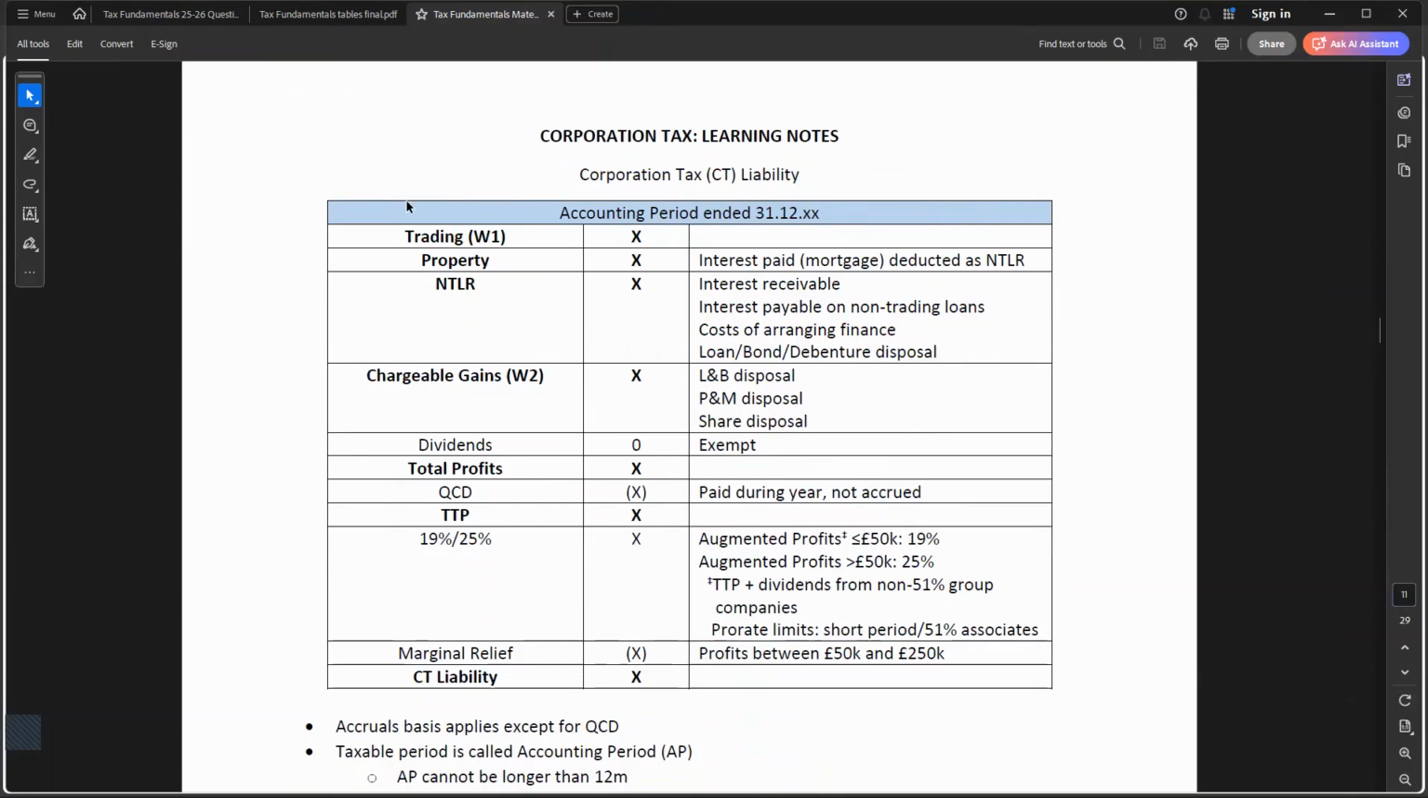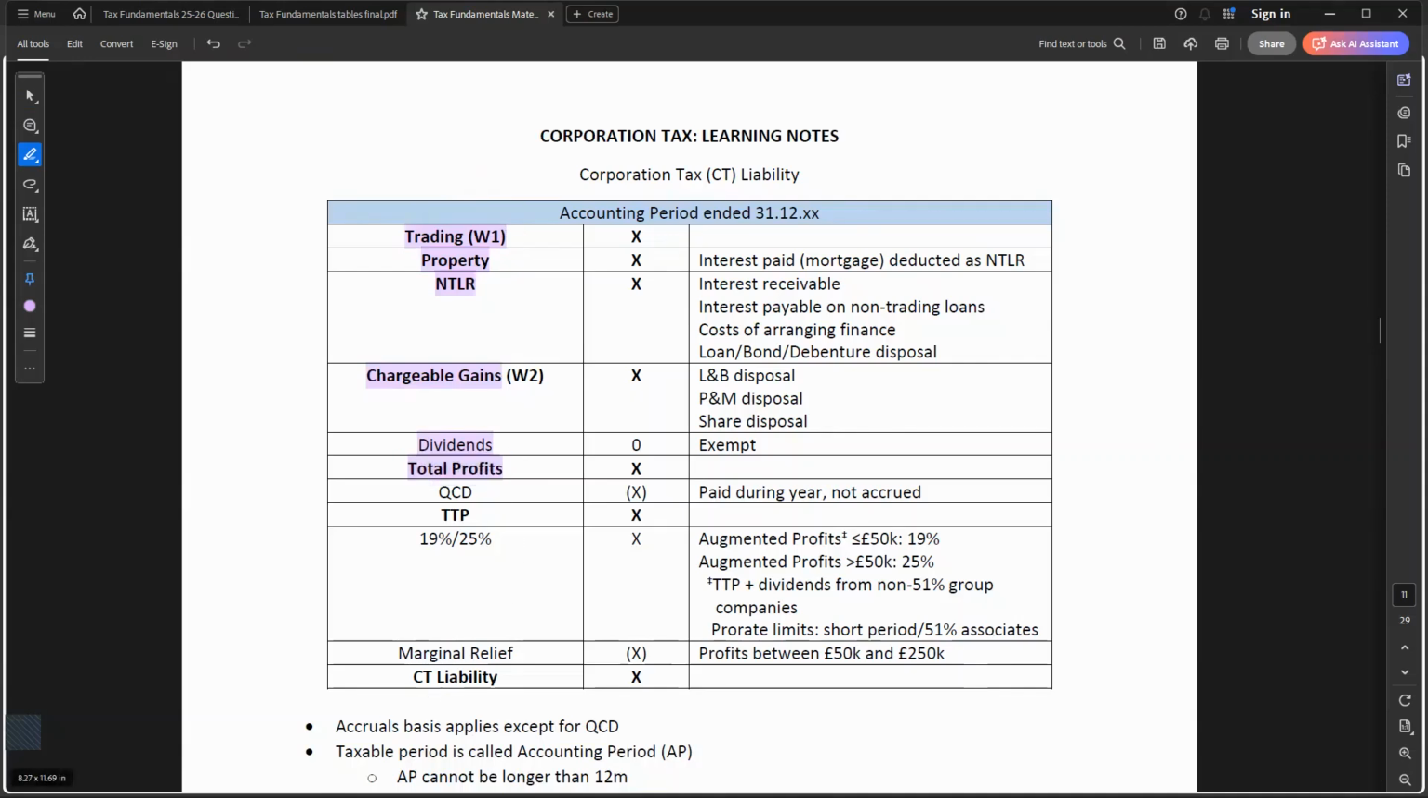So we have the separate sources of income. Trading income, which comes from running the trade or the business, property income from perhaps renting out a property, non-trading loan relationships, which is interest, which we'll come on to, and then chargeable gains, where a capital asset has been sold, and then dividend income. So we'll look at each of the sources of income, but it's good to understand that all of these sources of income are then added together to come to the total profits for the company.